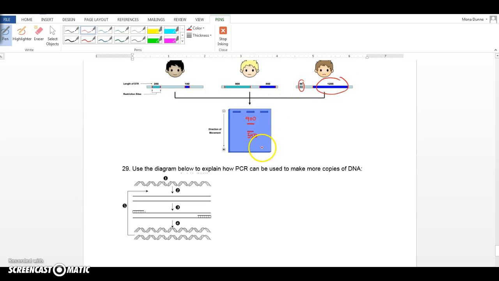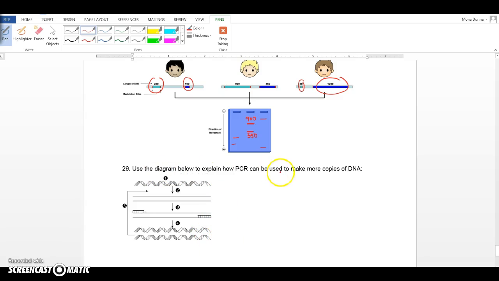So 50 is super small. That probably went really far. 1200 is bigger than 900, so that's probably going to be up here. And this one's got a 100 and a 250, so 100 is probably pretty close to our 50 over here, so that's going to be about right there. And the 250, oops, disappeared, is going to be about right there. Okay, so you just estimate based on these center bands to figure that out.